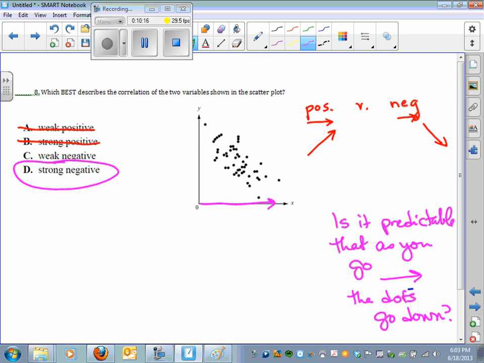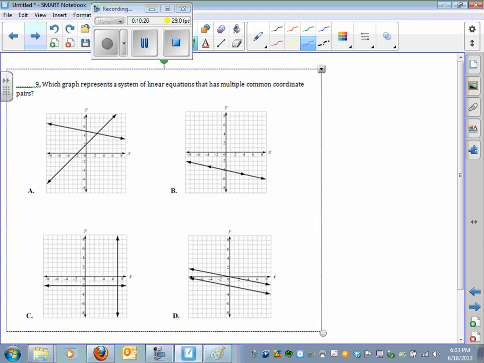Okay? Number 9. Which of these represents a system of linear equations that has more than one common coordinate? This is actually a quick and simple one. That has one common coordinate. Lines don't loop back around. That crosses only once. It wants multiple. Multiple means more than one. And so is it that one?